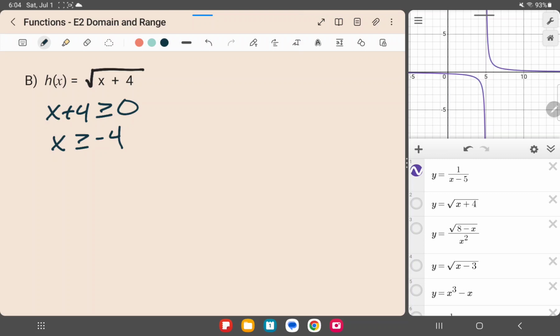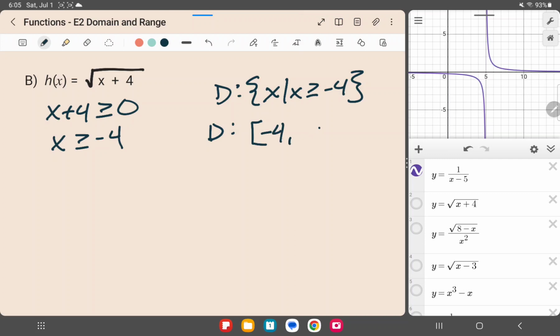So as long as I plug in numbers that are negative 4 or greater, I'm not going to have any issues. Well, how do we write that in set and interval notation? In set notation, that's going to look like x such that x is greater than or equal to negative 4. And in interval notation, that's going to look like a bracket, negative 4, all the way up to positive infinity. I'm using a bracket instead of parentheses to imply that negative 4 is an acceptable input.